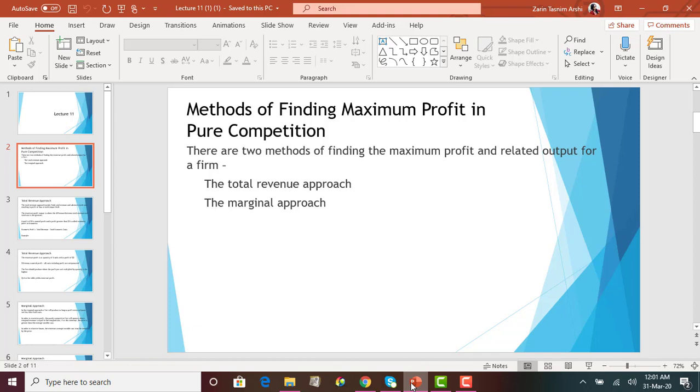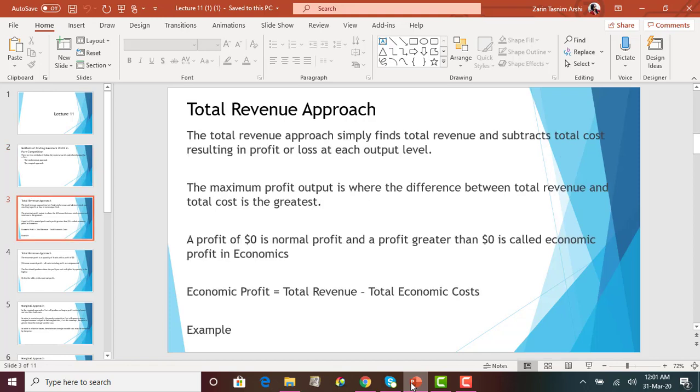Okay, so for a firm that is operating in a perfectly competitive industry, there are two methods to calculate the profit maximizing point as well as the corresponding output. What is the output that gives us the highest profit? So first we will look into the total revenue approach, which starts from slide 3 of this lecture. The total revenue approach simply finds the difference between the total revenue and the total cost, and that is your profit, right? So profit is equal to total revenue minus total cost.